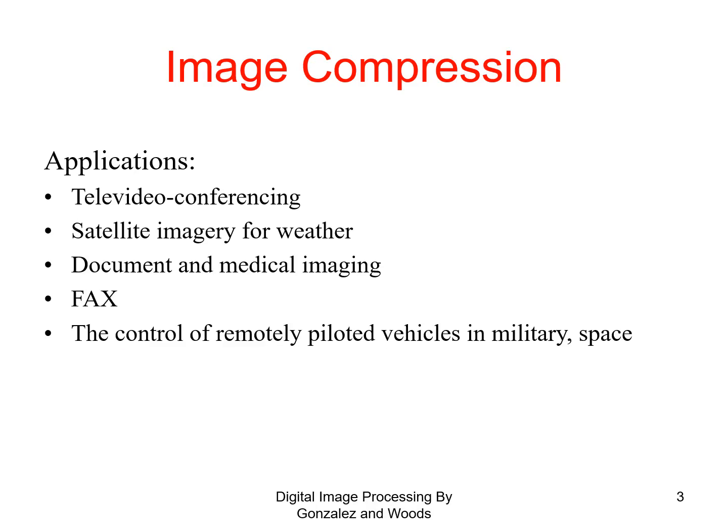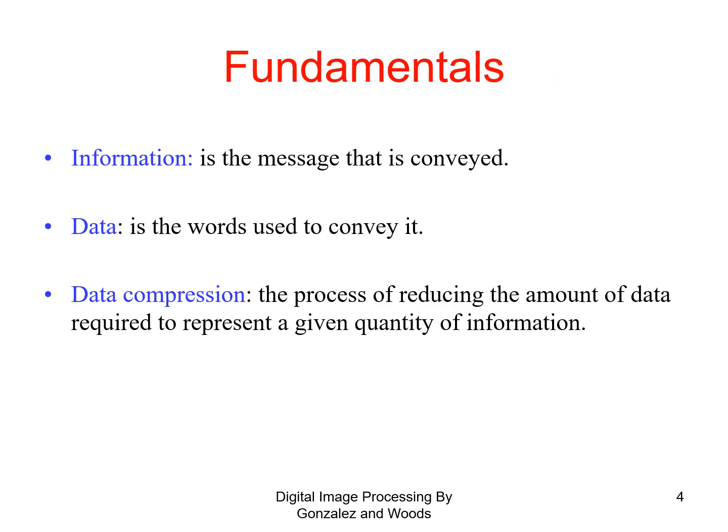So there are different applications of image compression. Tele-video conferencing, satellite imagery for weather, documents and medical imaging, fax, and the control of remotely piloted vehicles in military and space. Now we'll go through the fundamentals. What is information? It is the message that is conveyed, and data is the word used to convey it. So data compression is the process of reducing the amount of data required to represent a given quantity of information.